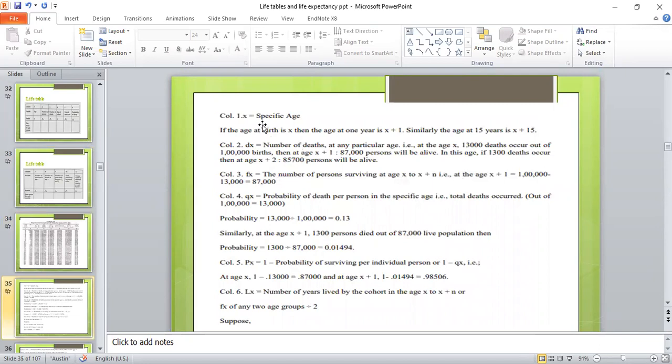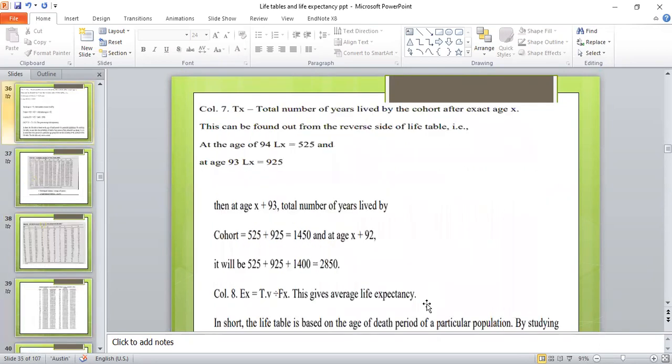So column 1 presents the specific age, column 2 the number of deaths, column 3 the number of persons surviving, column 4 the probability of death per person, column 5 the probability of surviving, column 6 Lx, the number of years lived by the cohort, column 7 the total number of years lived, and column 8 is the life expectancy.